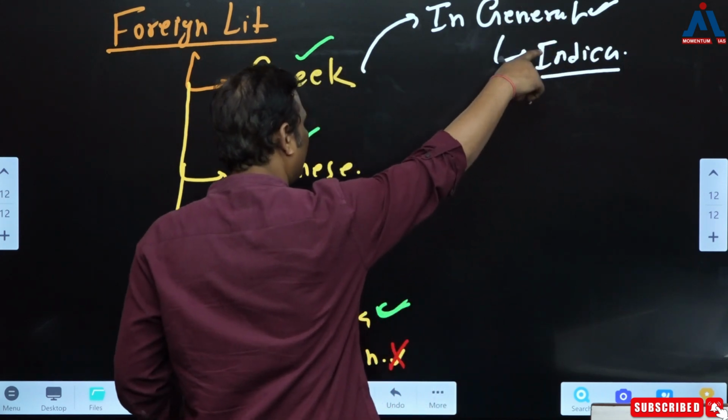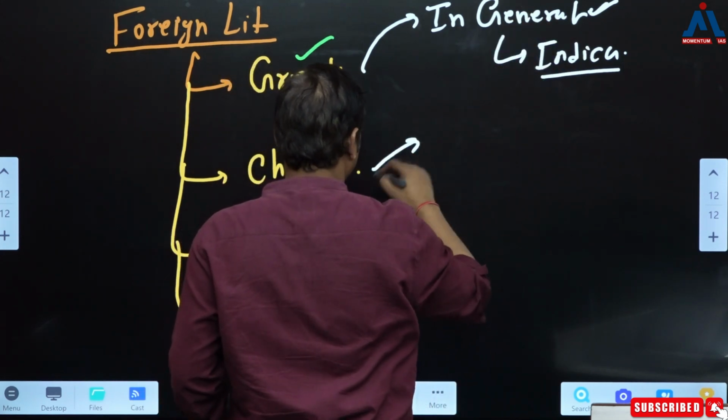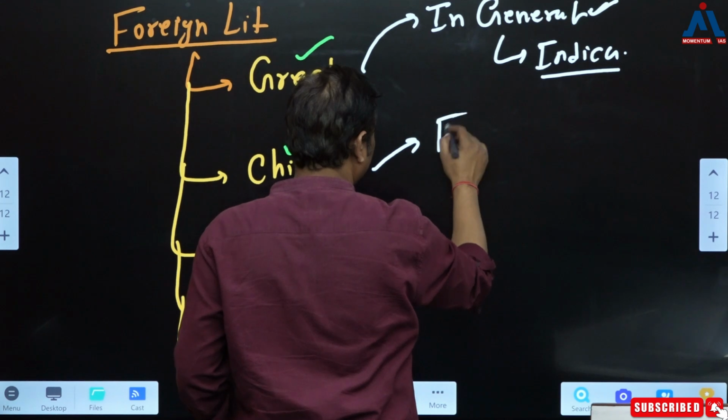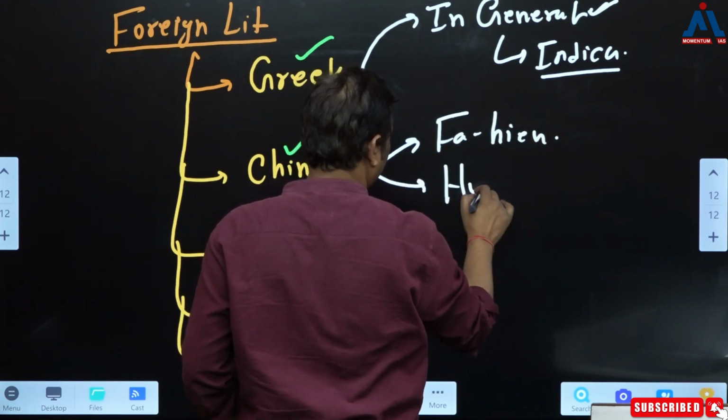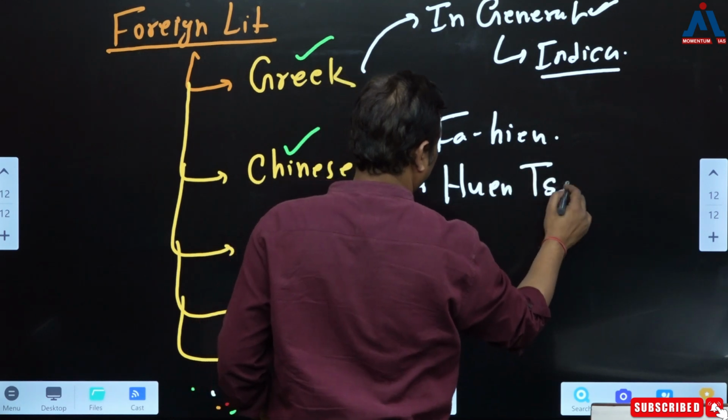So in both ways we are going to cover this side. And in Chinese texts there are 2 persons. One is Fa Xian and Wen San.